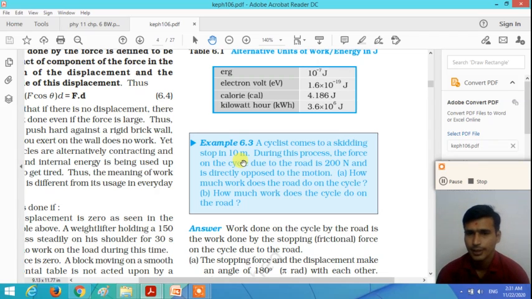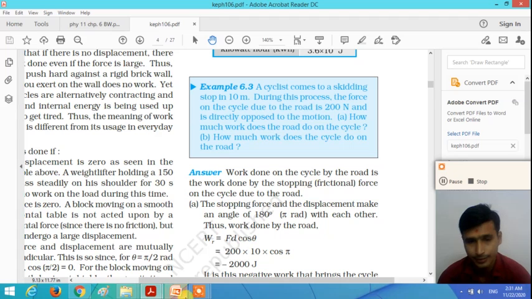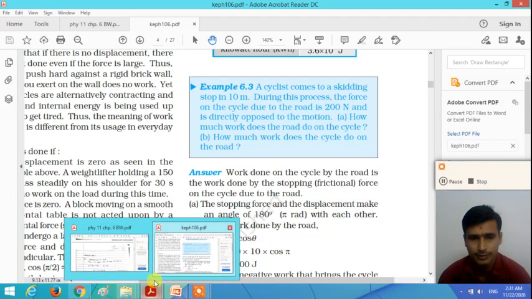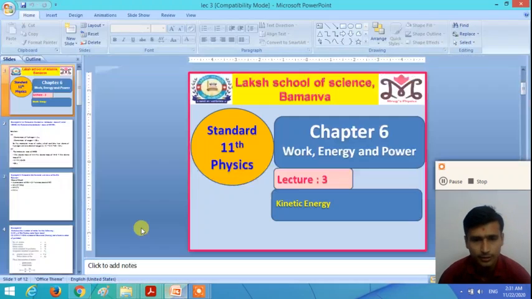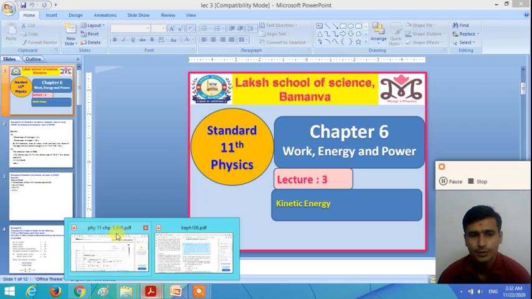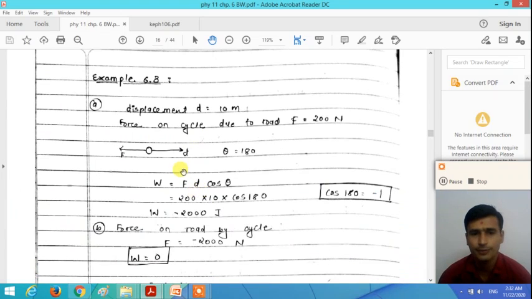Here the force applied on the cycle due to the road is 200 Newton, right? So we need to find the work done on the cycle due to the road and the work done on the road due to the cycle. Let us see how we can find the work done. The formula of work done is W equal to F dot D, right?